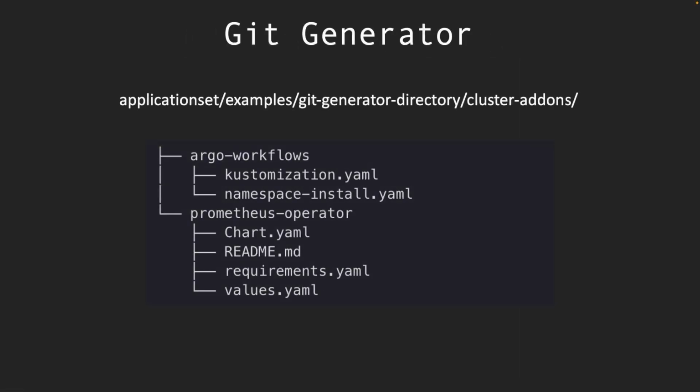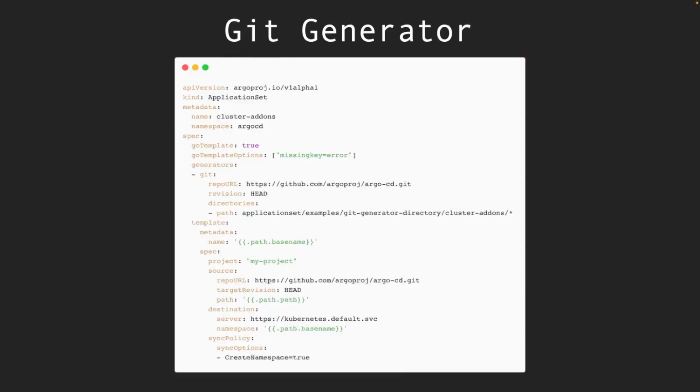One of the most powerful generators is the Git generator. Suppose you have a Git repository with the following directory structure. This repository contains two directories, one for each of the workloads to deploy. For example, it is Argo Workflow controller and Prometheus operator. We can deploy both workloads using this example. The result of the execution is an ApplicationSet that will spawn two applications named argo-workflows and prometheus-operator, the source of which will be the full path to the manifest received from the generators.